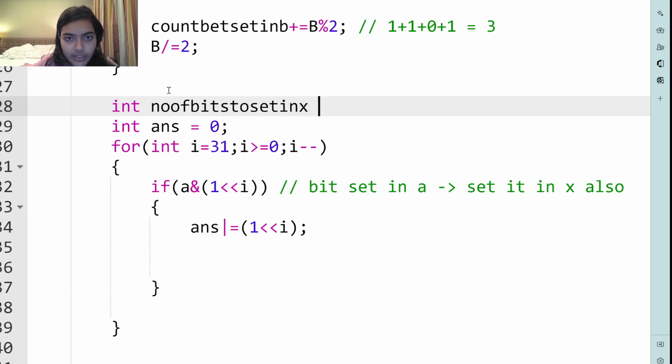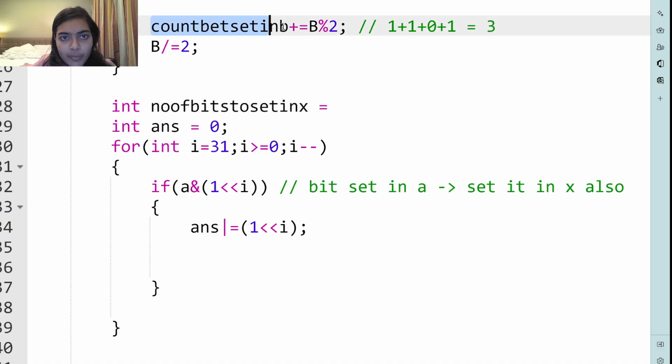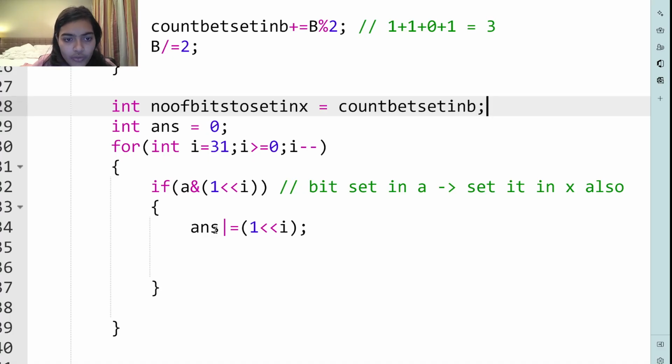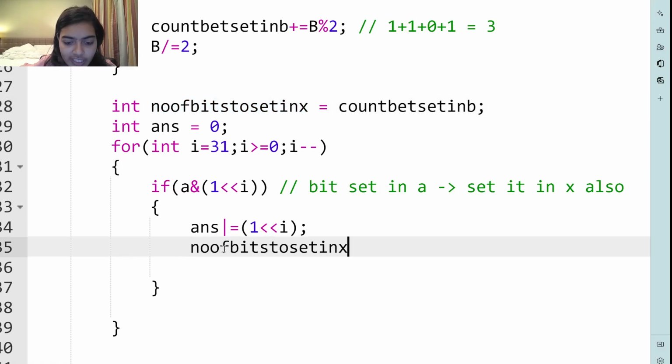Okay, the number of bits to set in x is a variable. How many bits should I set in x? The same number of bits that are there in b. Now when this happens, I can decrease the number of bits to set in x, because I have already set one bit, right?